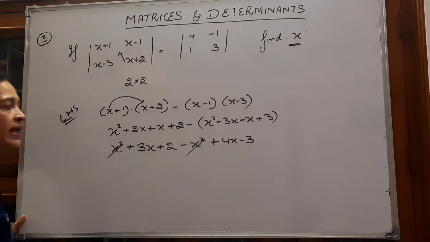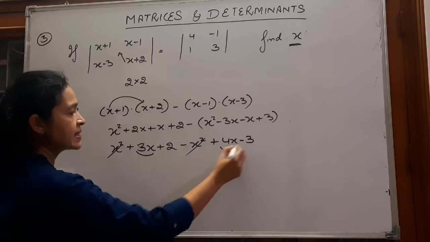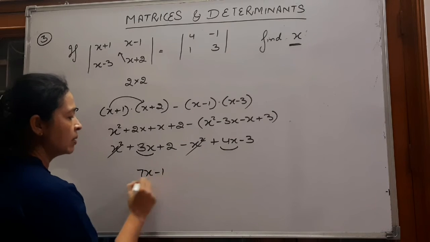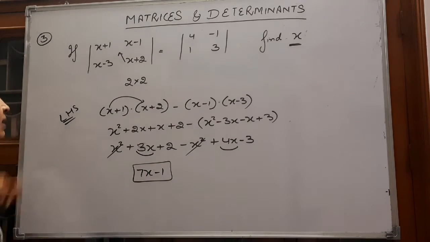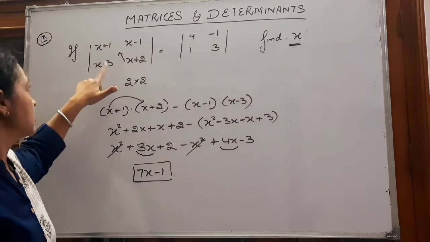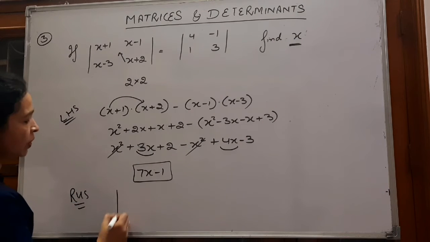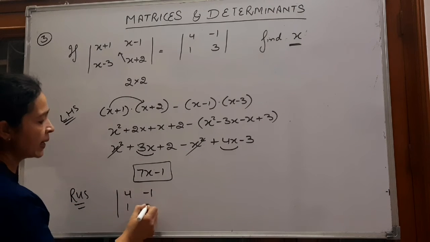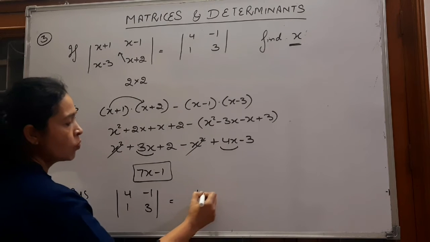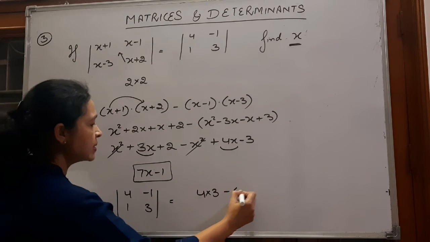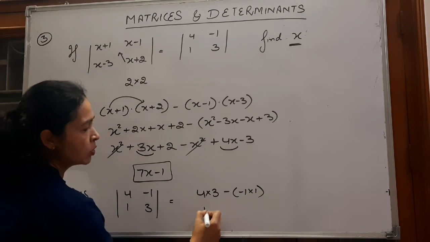x square and x square both get cancelled. We have 7x minus 1. This is the determinant of the left hand side. Right hand side, we have 4, minus 1, 1 and 3. 4 into 3 minus 1 into 1.